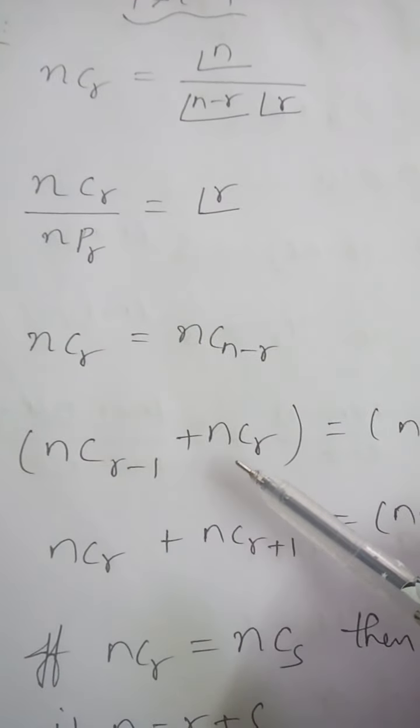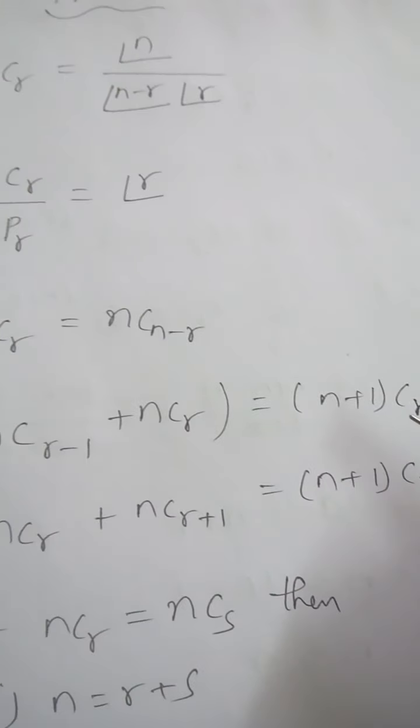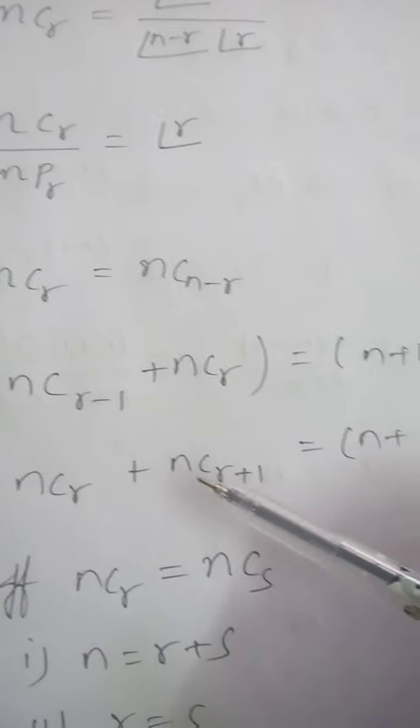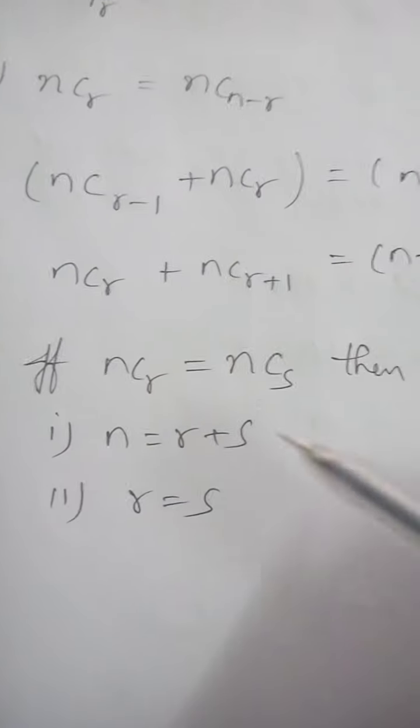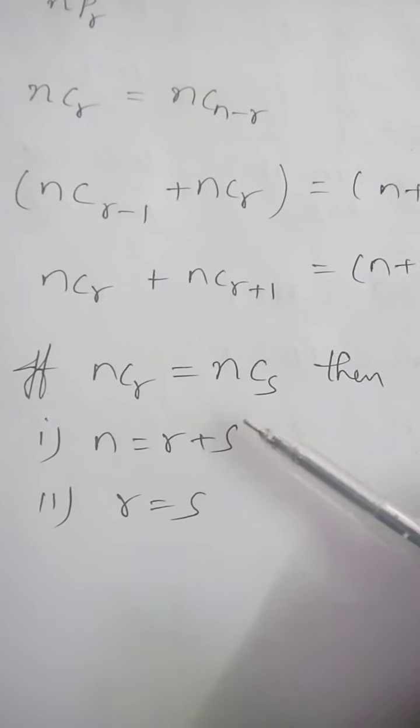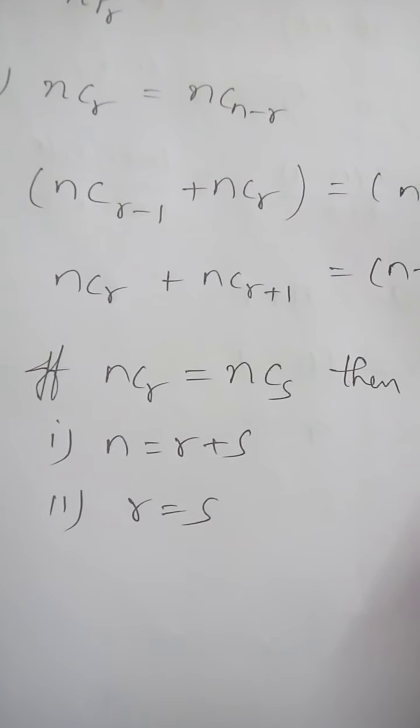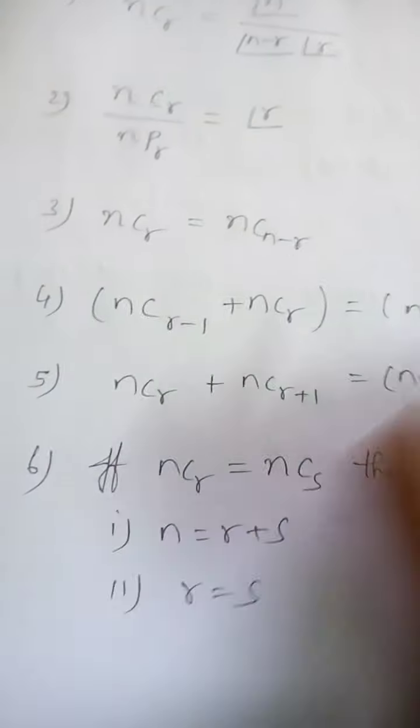nC(r minus 1) plus nCr can be written as (n plus 1)Cr, or nCr plus nC(r plus 1) is equal to (n plus 1)C(r plus 1). If nCr is equal to nCs, then n is equal to r plus s, or r is equal to s. Now we'll start with a few problems where we are going to use these formulas.